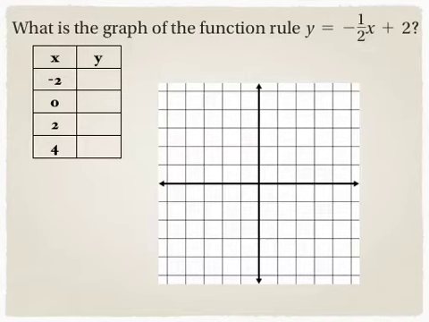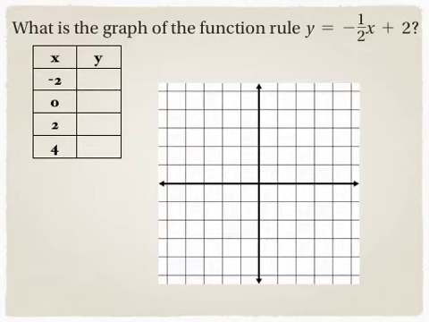I only did 4, so for these examples, you'll have 4. I chose -2, 0, 2, and 4. The reason why I chose those numbers is if you look at the function rule that they give us, y equals -1/2 x plus 2, I'm multiplying x by -1/2. Remember, multiplying by 1/2 is the same thing as dividing by 2. So I chose even numbers to plug in for x so that I didn't have to deal with decimals.